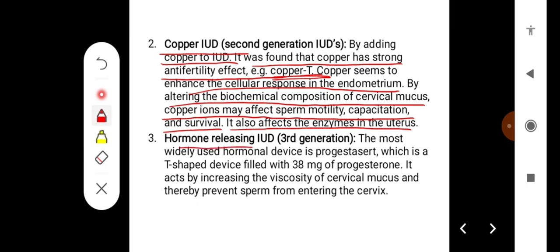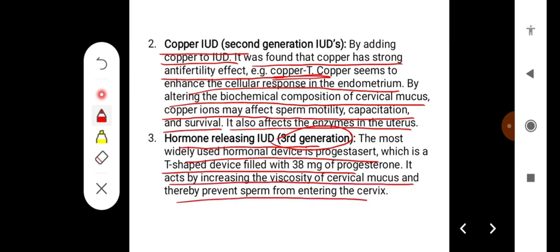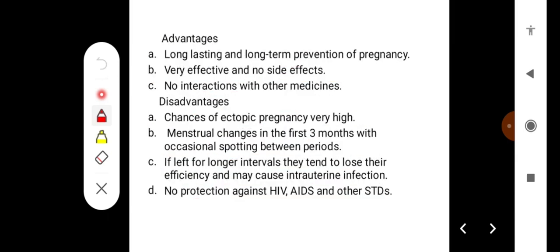The third one is hormone releasing IUDs, or third generation IUDs. The most widely used hormonal device is progestasert, which is a T-shaped device filled with 38 milligrams of progesterone. It acts by increasing the viscosity of cervical mucus and thereby prevents sperm from entering the cervix.